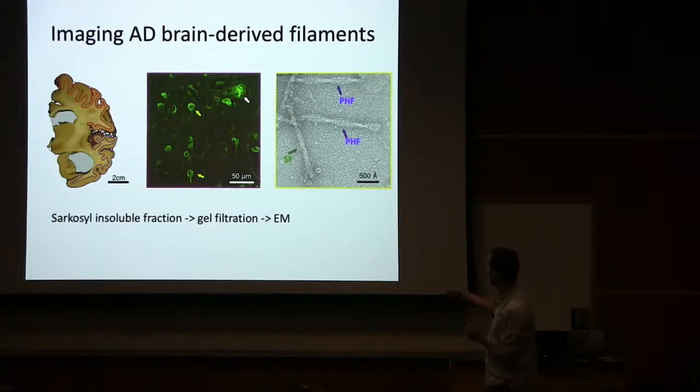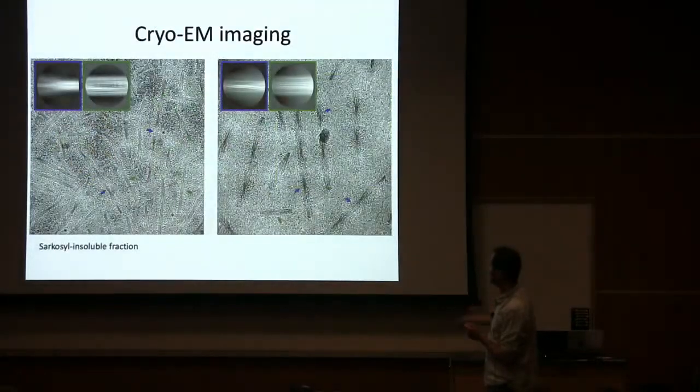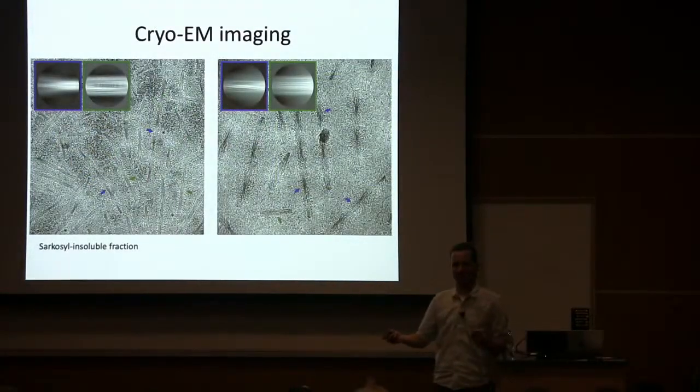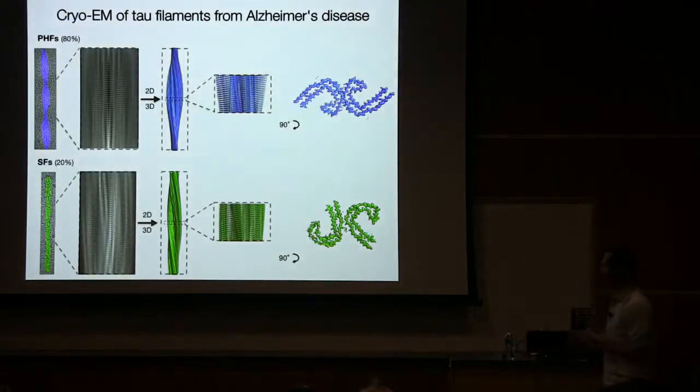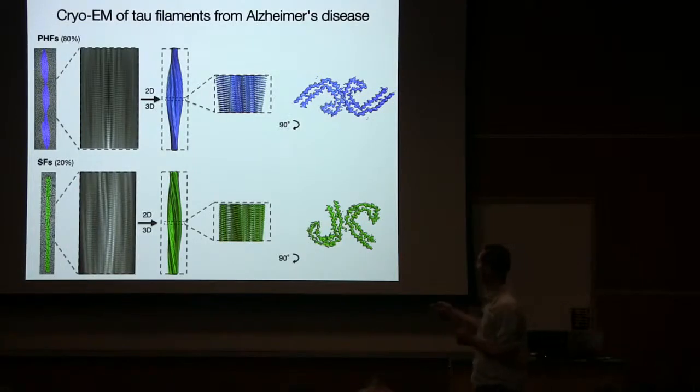So we saw the same. This is a negative stain image from this brain, and you can make cryo-electron microscopy grids, where you also see here with blue arrows the paired helical filaments, and here is a small piece of a straight filament with the green arrow. So using Shaoda's software, using our then relatively new cryo-EM with the Falcon 2 detector, I think, or K2, I think it was, we could then calculate structures to about 3.5 angstroms resolution for both the paired helical and the straight filaments.